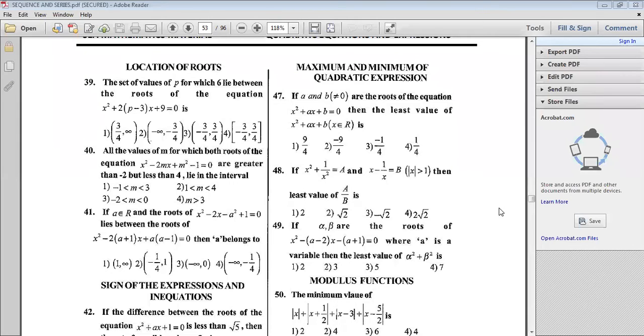Next look at problem number 48. x square plus 1 by x square is given as A, and x minus 1 by x is B. What is the least value of A by B? Observe this problem. Capital A is x square plus 1 by x square. Capital B is x minus 1 by x. Then I want to find the least value of A by B.